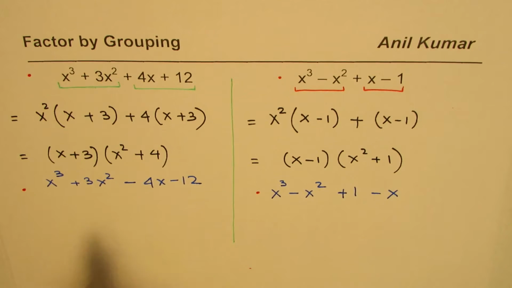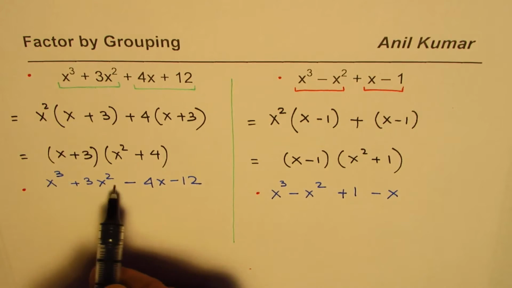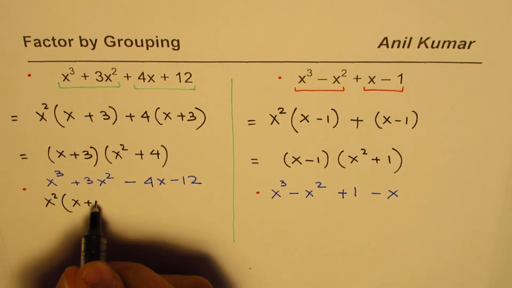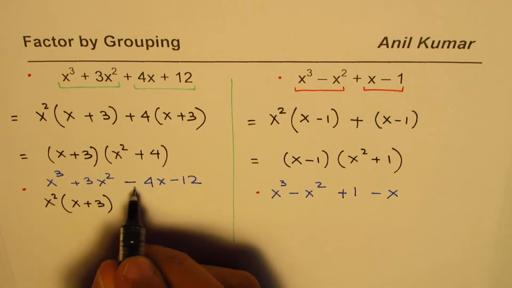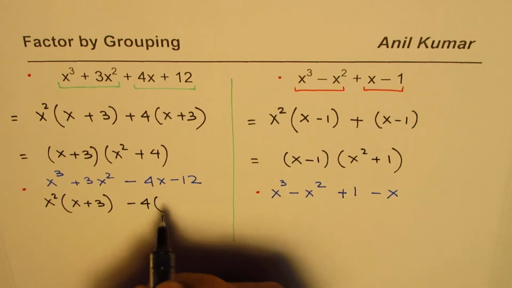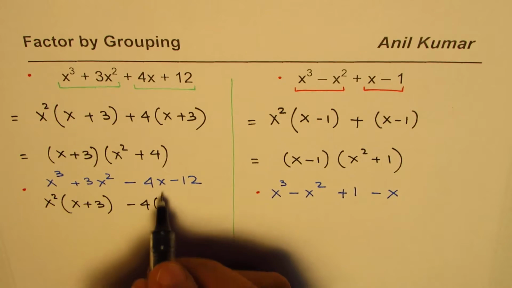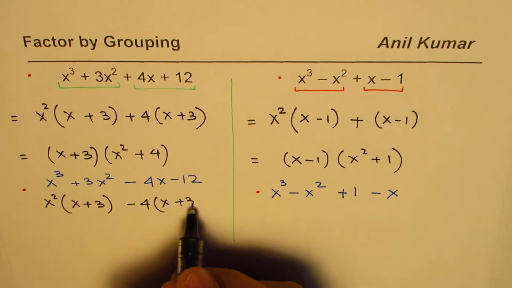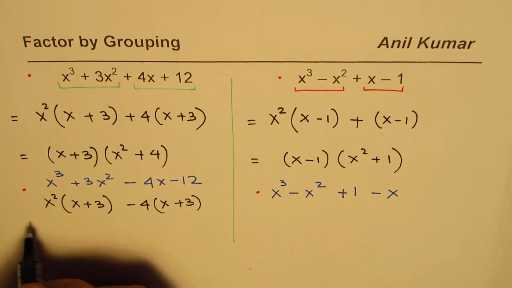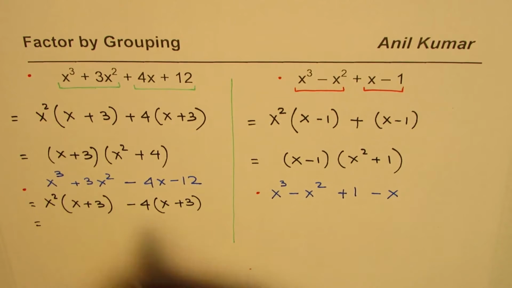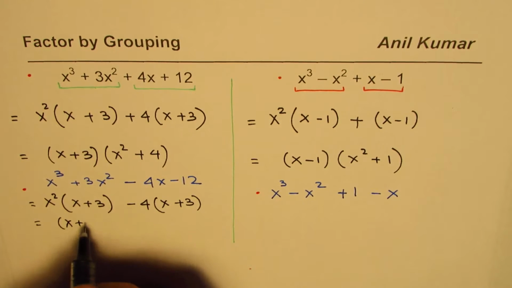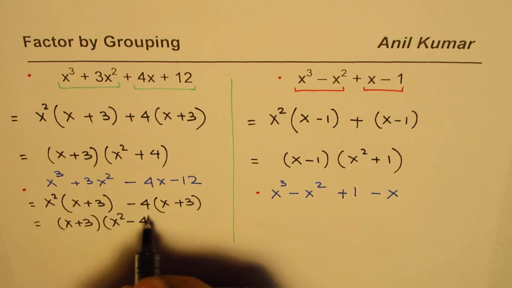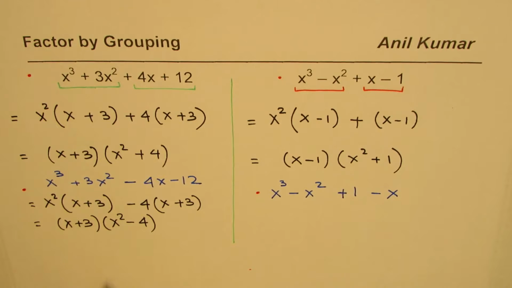This new one now, grouping x squared, we get x squared. We are left with x plus 3. Now here minus 4 is common, right? So if I take minus 4 common, I get x, and minus 12 divided by minus 4 is plus 3. So we could factor this. Do you see that? So now we can write x plus 3 as the common factor, and we get x squared minus 4. So we have factored.